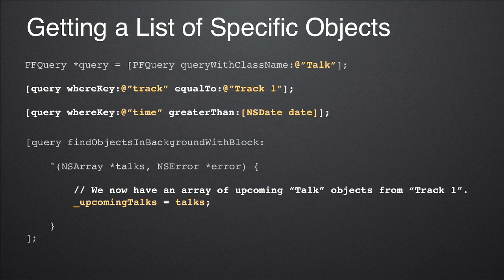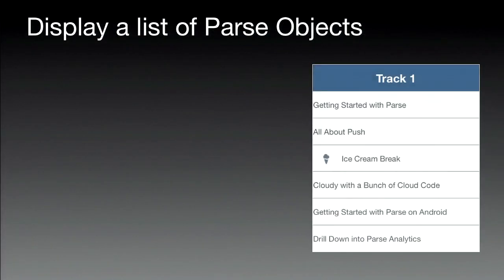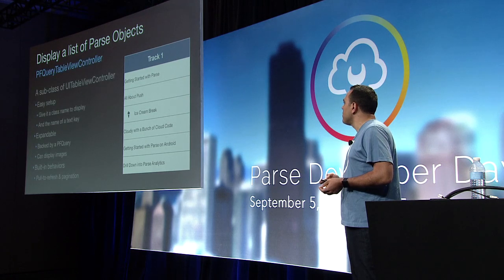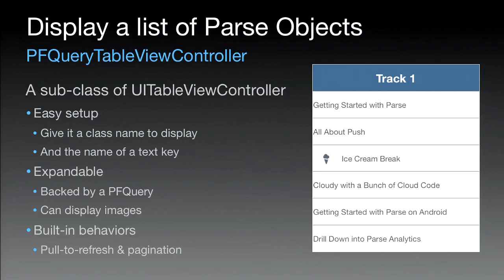So now you need to display this data in your app. And we noticed that this is such a common pattern to want to display data from a query in your app. We noticed that everybody, basically, they want to display a table view or a list. So we thought, why don't we just make it built-in into a framework? So introducing PFQueryTableViewController. It is a subclass of UITableViewController, so you already know how it works. It's very easy to set up.